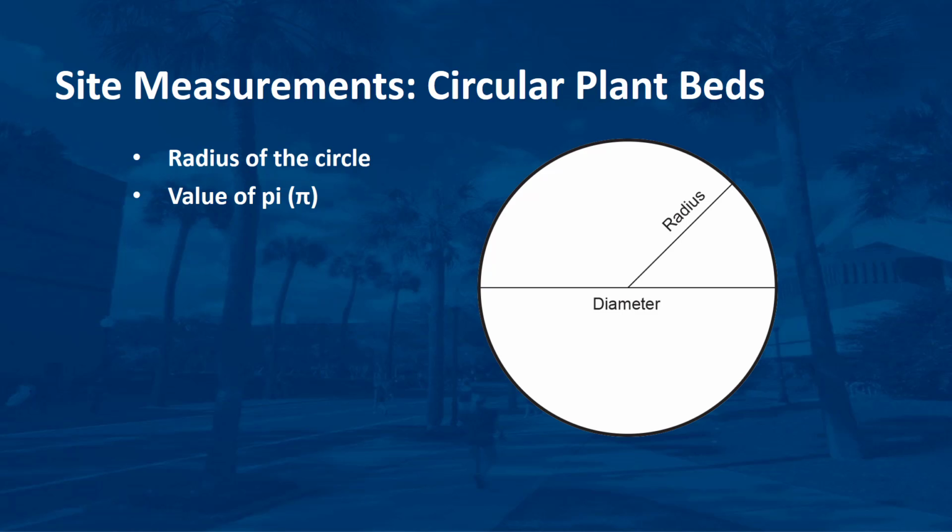Before the calculation, make sure the length of the radius is known in feet. Then, to calculate the area of the circle in square feet, multiply the length of the radius times the length of the radius by pi. In mathematical format, it appears as pi r squared.